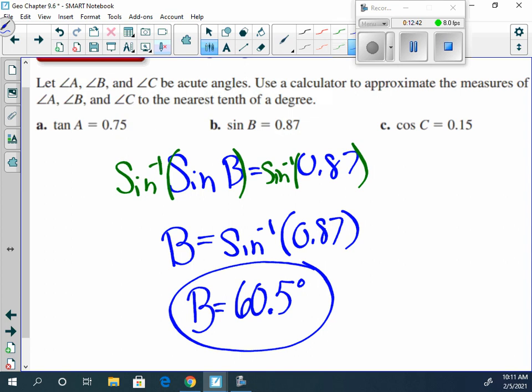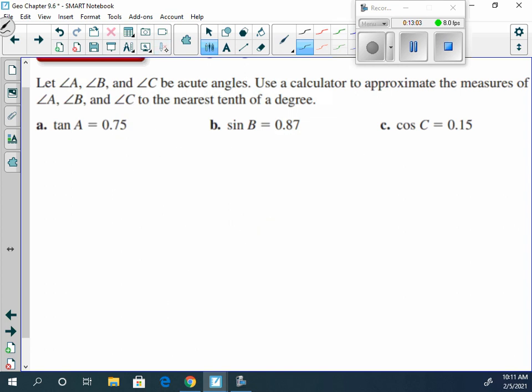Which will give me this angle measure. And that's the nice thing with these inverses: I can have side lengths, I can have these ratios of the sides, and sine inverse will undo it, getting us back to our angle. We can go back to what the angle was. All right, let's look at one last one. We have cosine C. This is the last one out of these three.